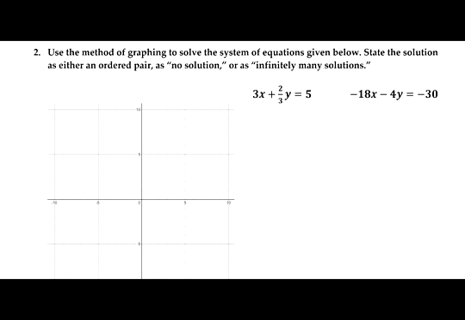Okay, so we'll proceed always the same way. Graph each individual equation by solving for y and using the slope and the y-intercept. Okay, so we could subtract 3x from both sides. So the 3x's will cancel on the left, and we'll have 2/3 y equals negative 3x plus 5.